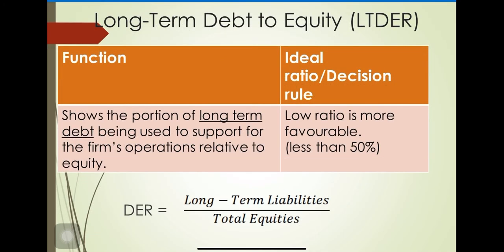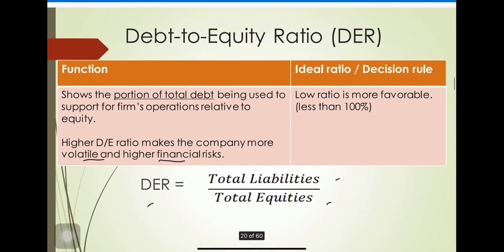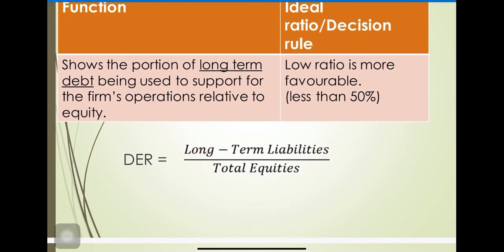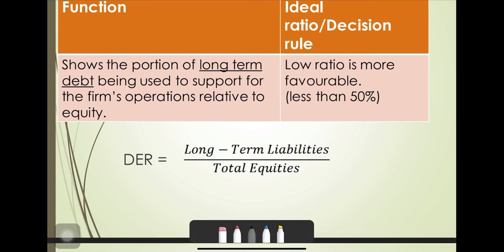Alright, the long-term debt to equity ratio is quite similar to the previous one, the debt to equity ratio, except that here we calculate the long-term liabilities divided by the total equities, to show the portion of long-term debts being used to support the firm's operations relative to equity. This one also, a low ratio is more favorable. The company should have less than 50% using debt to finance the operations.